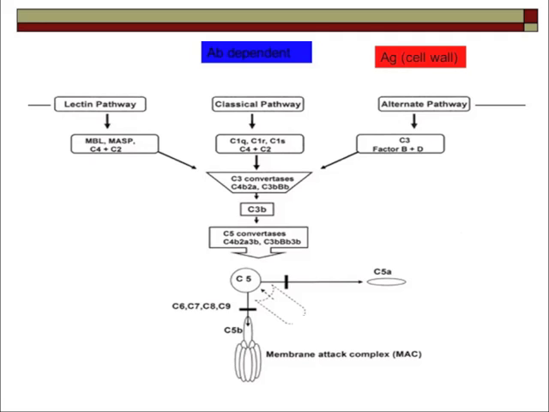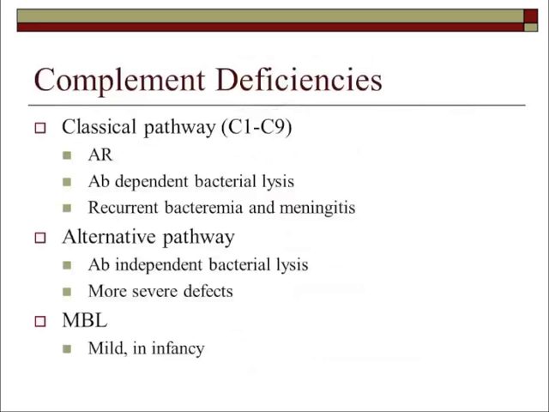And really the main thing here, a bunch of things happen, and then they all converge at the one important piece, which is the membrane attack complex, and we can just go from there. So the main things, classical pathway: most of the complement deficiencies are autosomal recessive. Like I said, it's antibody-dependent bacterial lysis. And this is going to present with recurrent bacteremia, recurrent meningitis with Neisseria, which is the one that we're really familiar with, I think.